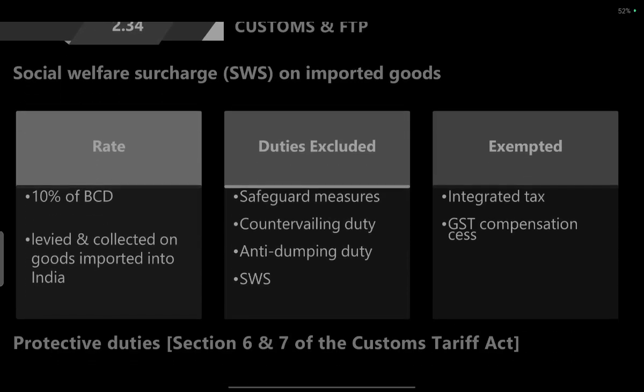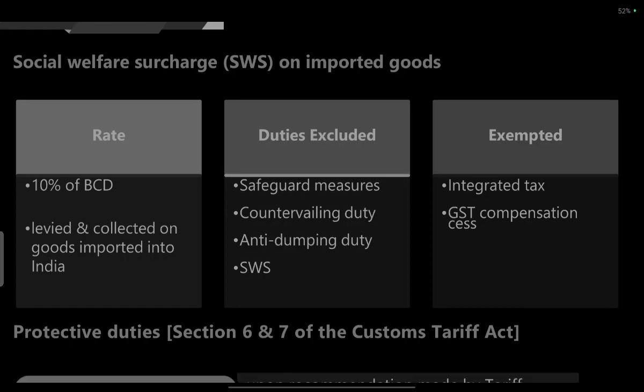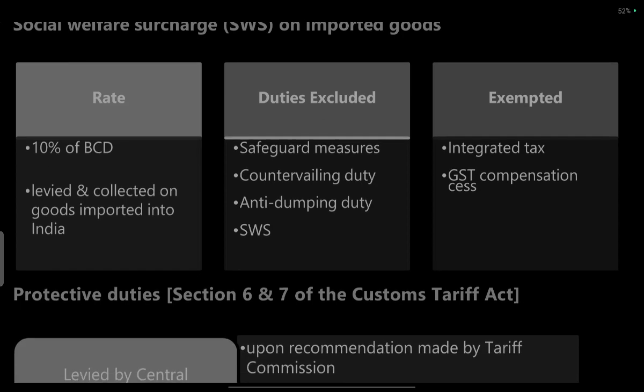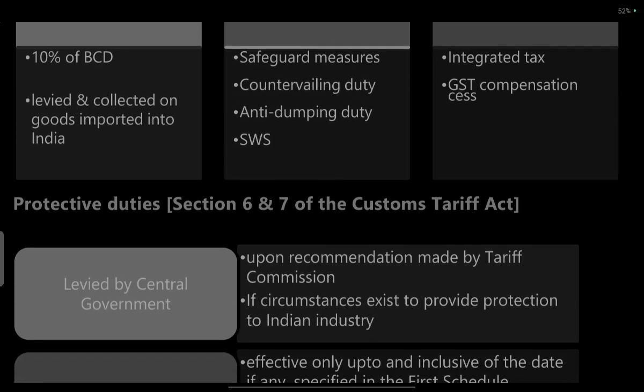Social Welfare Surcharge, SWS, on imported goods. Rate: 10% of BCD, levied and collected on goods imported into India. Duty excludes safeguard measures, countervailing duty, anti-dumping duty, and SWS, except integrated tax and GST compensation cess.